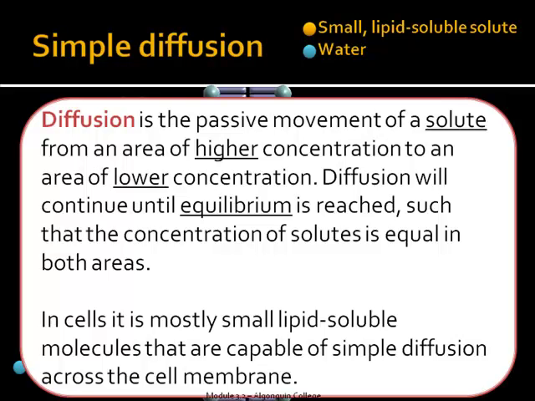Diffusion is the passive movement of a solute from an area of higher concentration to an area of lower concentration. Diffusion will continue until equilibrium is reached, such that the concentration of solutes is equal in both areas. In cells, it is mostly small lipid-soluble molecules that are capable of simple diffusion across the cell membrane.